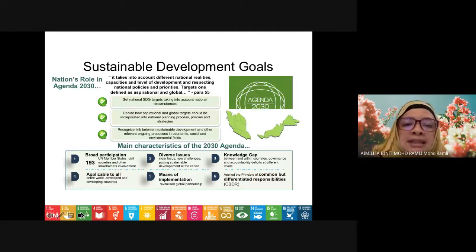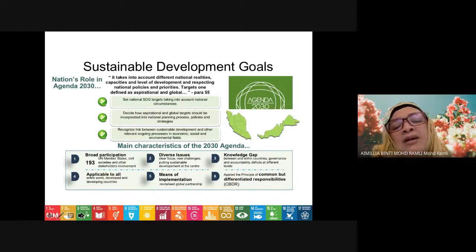So we have to look at our nation. Every nation in this world has to look at their nation and really understand how much we can make changes, okay, and development. Okay. So after we have taken the realities of what is happening on the ground, we should set national SDG targets taking into account national circumstances, decide how aspirational and global targets should be incorporated into national planning processes, policies and strategies, and recognize the link between sustainable development and other relevant ongoing processes in economic, social, and environmental fields. Okay, so this is basically what the government should be doing.